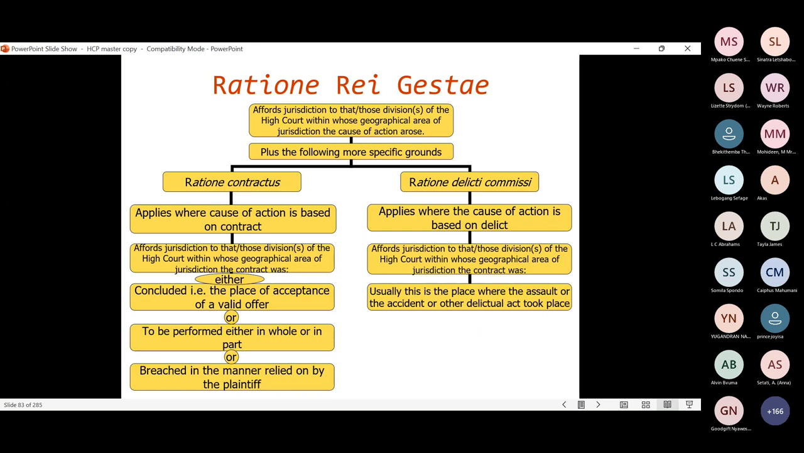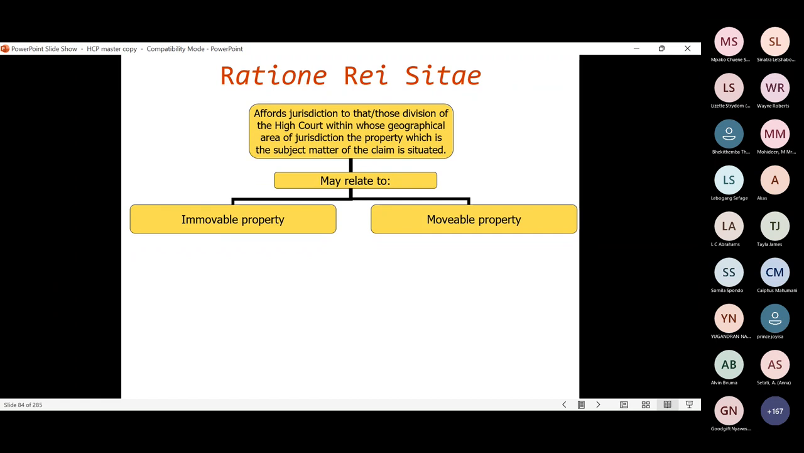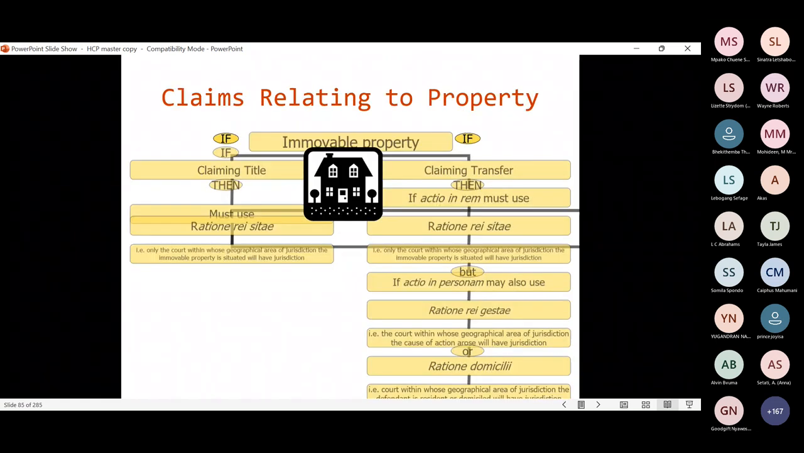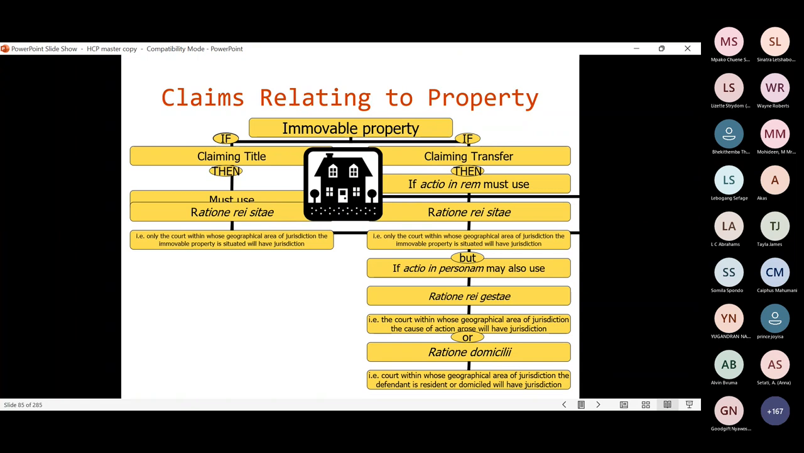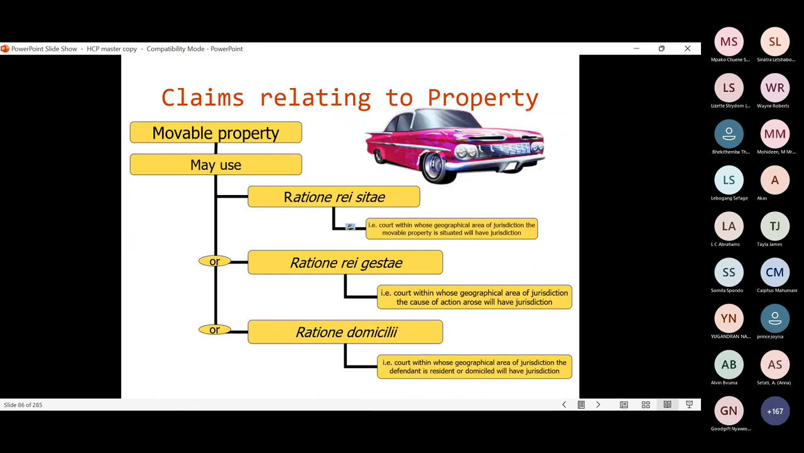It's where the contract was entered into, where it was performed, even if it was only partly performed in a certain area, or where it was breached. In all of those, courts would have jurisdiction. And rei sitae relates to immovable property, where the property is situated. With movable property, it can be any of those three reasons: where the property is, where the cause of action arose, or where the defendant is domiciled.